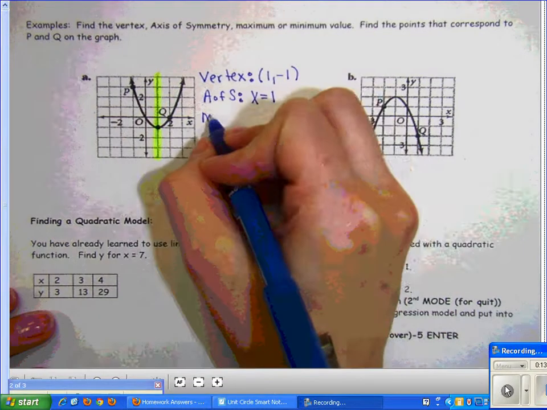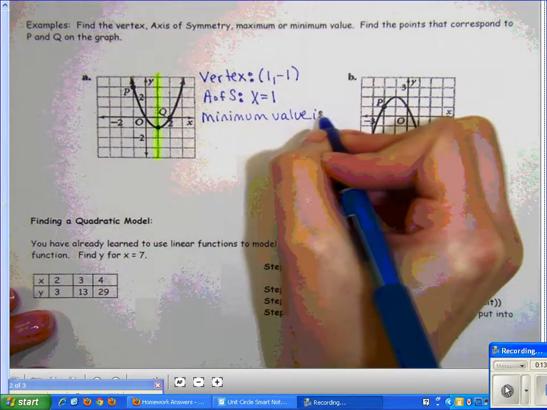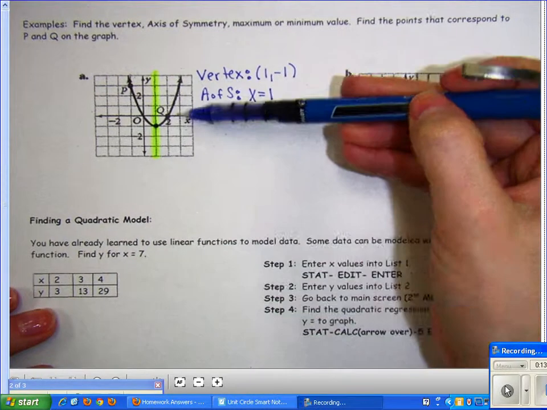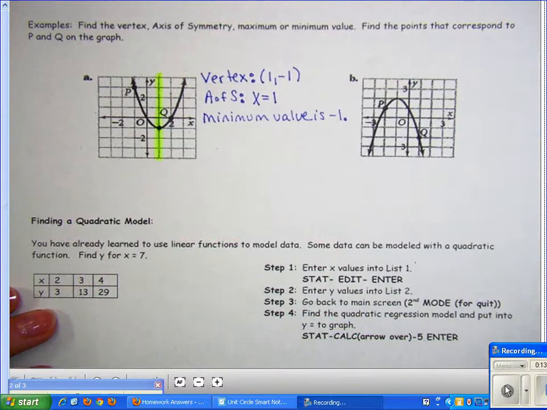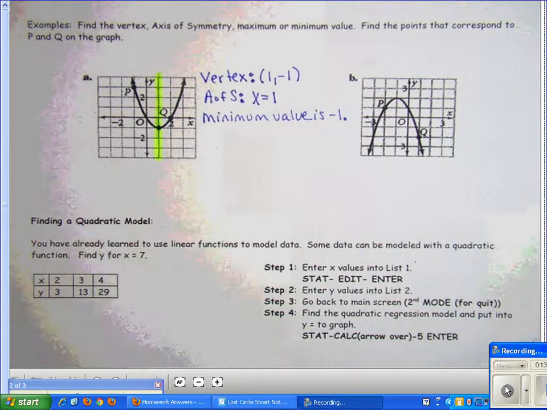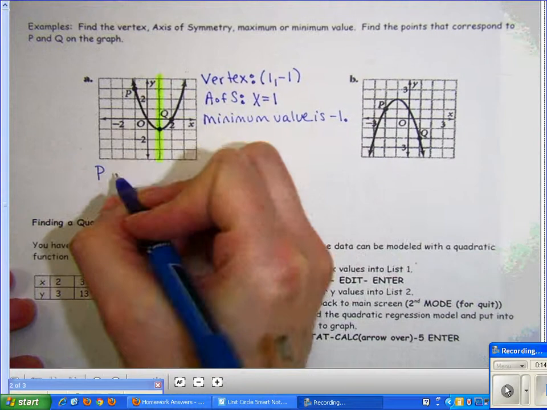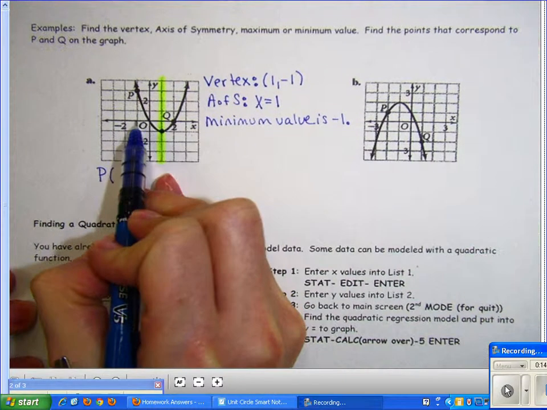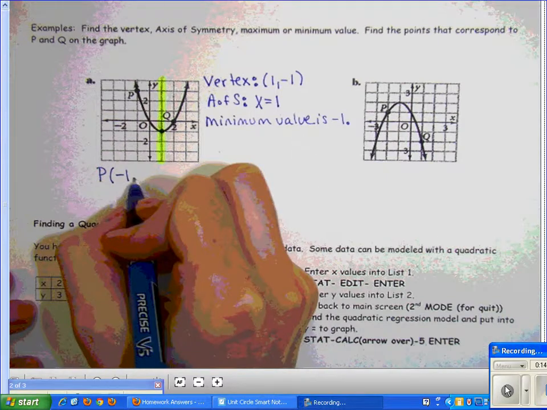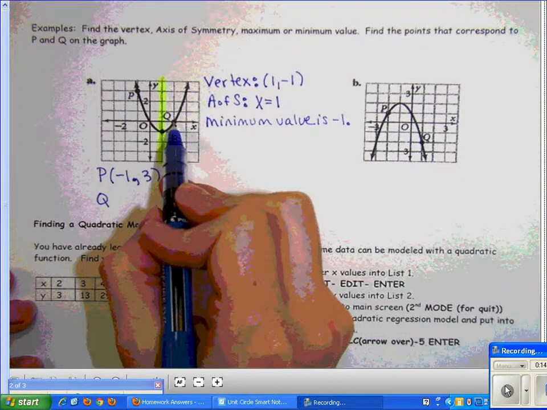So the minimum value is negative 1 because it's the y value. So the lowest value I can have on this graph for y would be negative 1. Now, from this, I can find the corresponding points. So before I can find the corresponding points, I have to first figure out what is point P on my graph. So P, you go over negative 1 and up 1, 2, 3. So negative 1, comma, 3. And Q is at, we're going over 1, 2, and up 0.